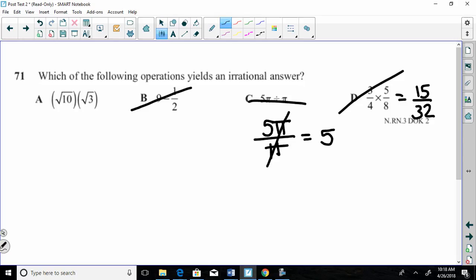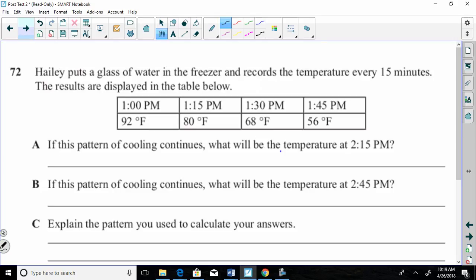What's 10 times 3? 30. Is that a perfect square? No. No, and since it's not a perfect square, we know it's irrational. Wait, how did you do B? B is just 9 minus a half is just 8 1/2. Oh. And so I know that's a fraction. Yeah. All right, open-ended. I'm almost done.